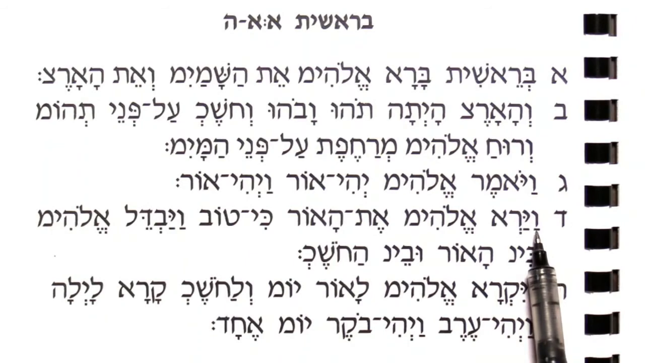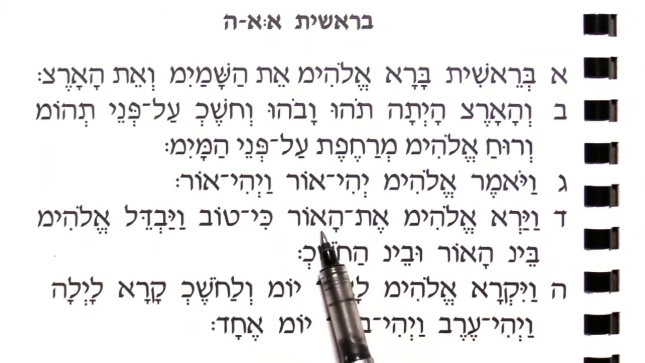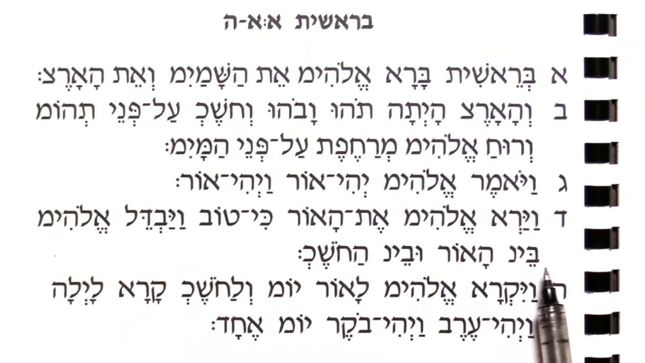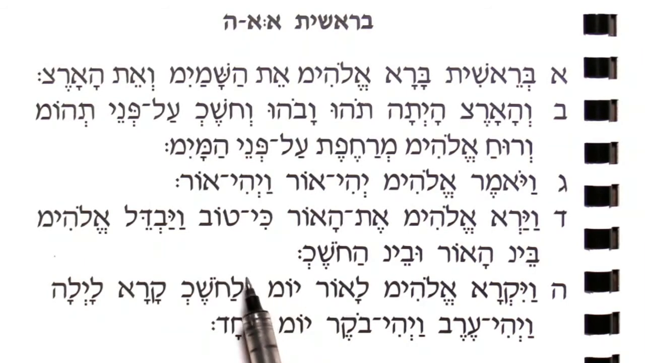Verse 4, Vayar Elohim et haor, ki tov, vayavdel Elohim bein haor uvein hachoshek. Verse 5, Vayikra Elohim laor yom, which is day, valachoshek kara laila, which is evening or night. Vayhi erev, vayhi voker, yom echad, day 1.